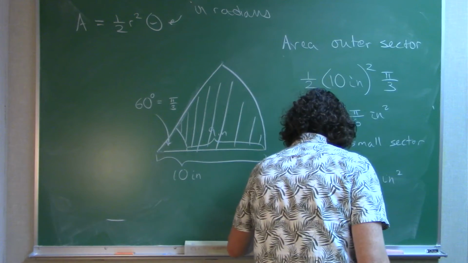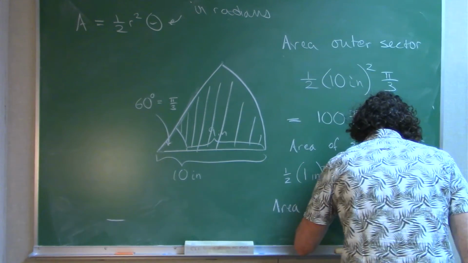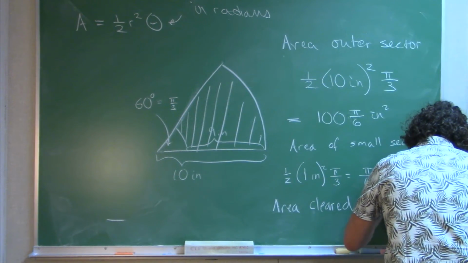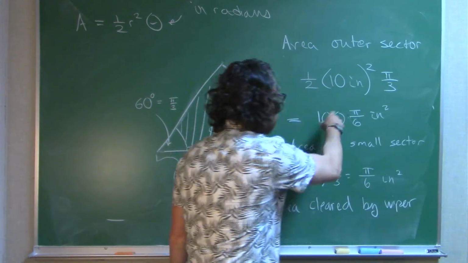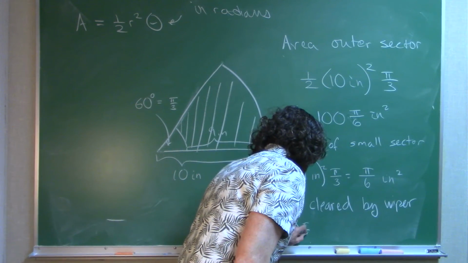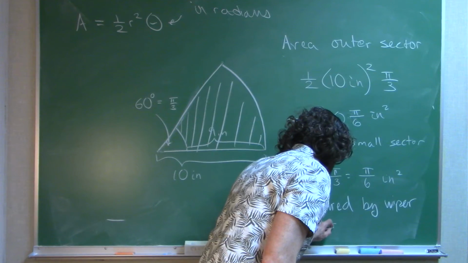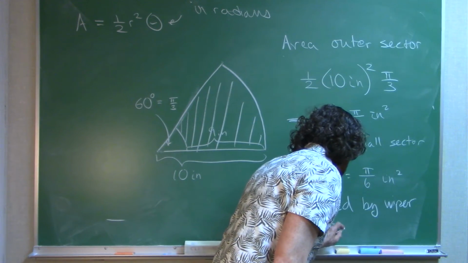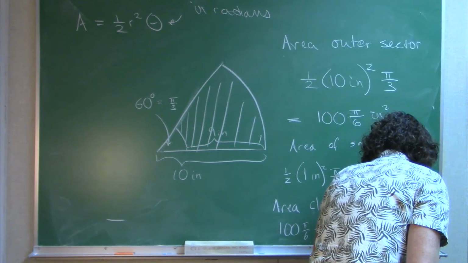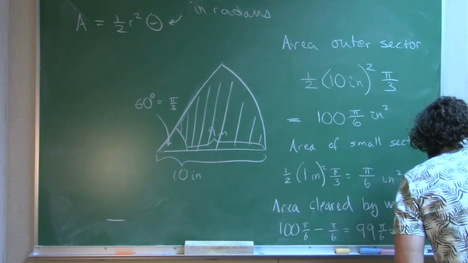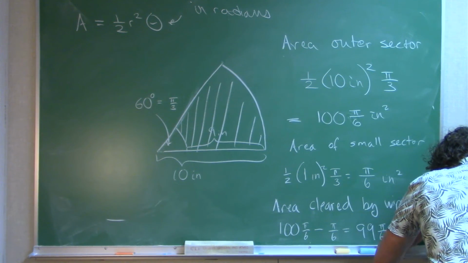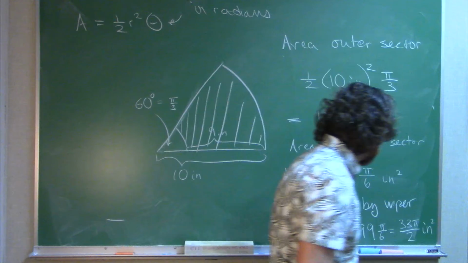So the area cleared by the wiper blade, well, you do 100 pi over 6 minus pi over 6. So I'm getting 99 times pi over 6, 33 pi over 2 inches squared.